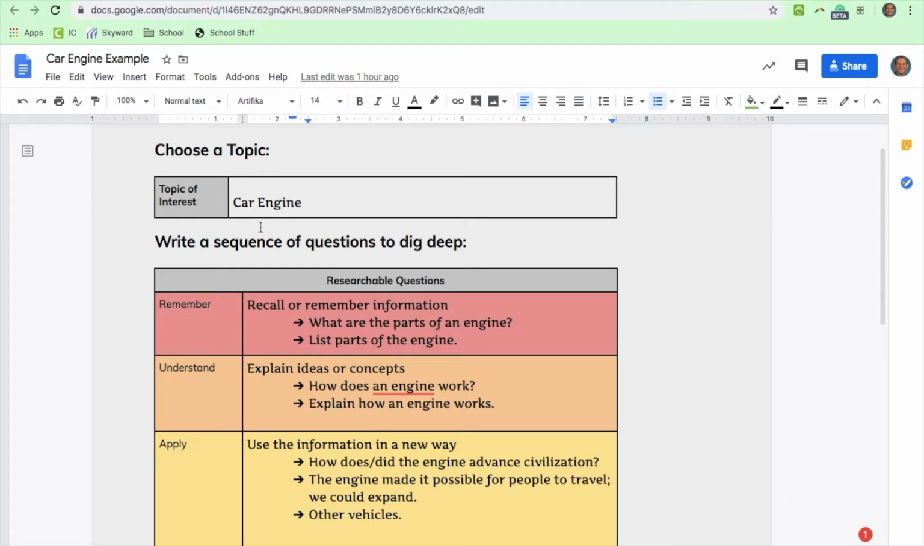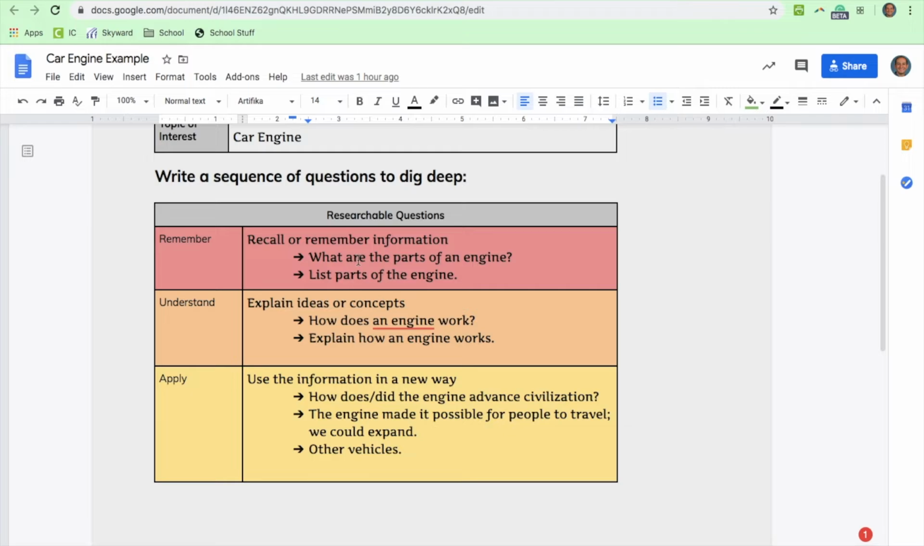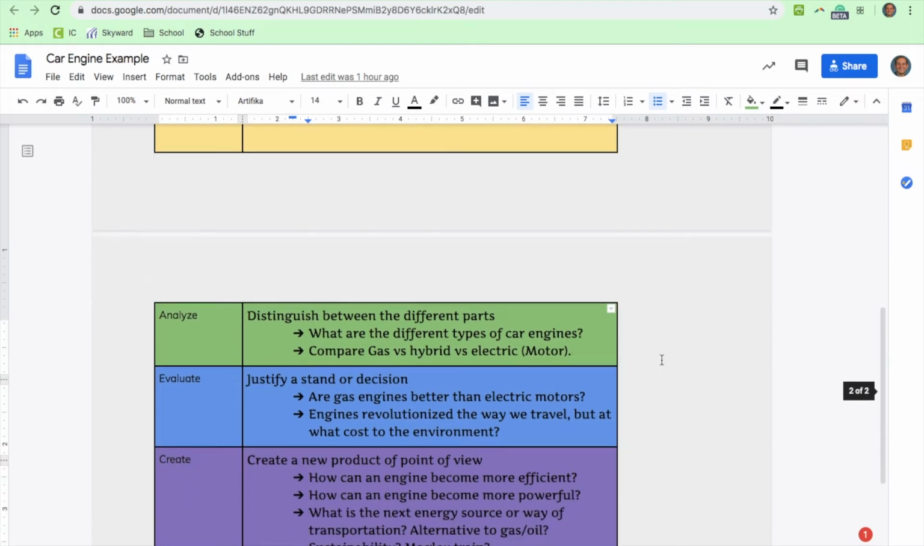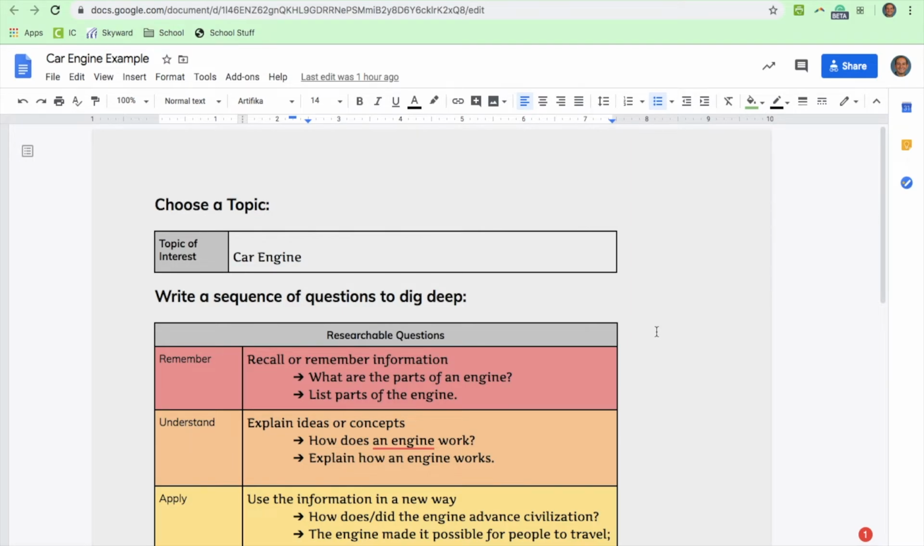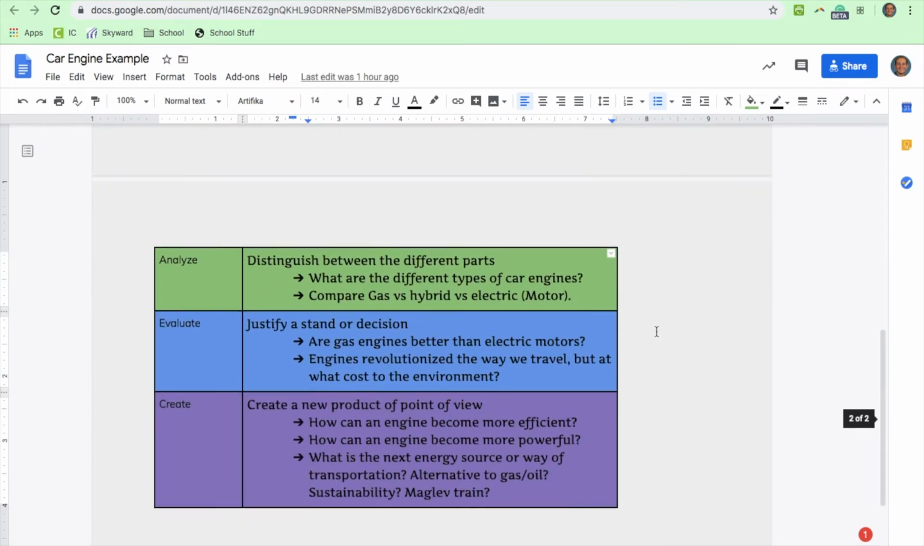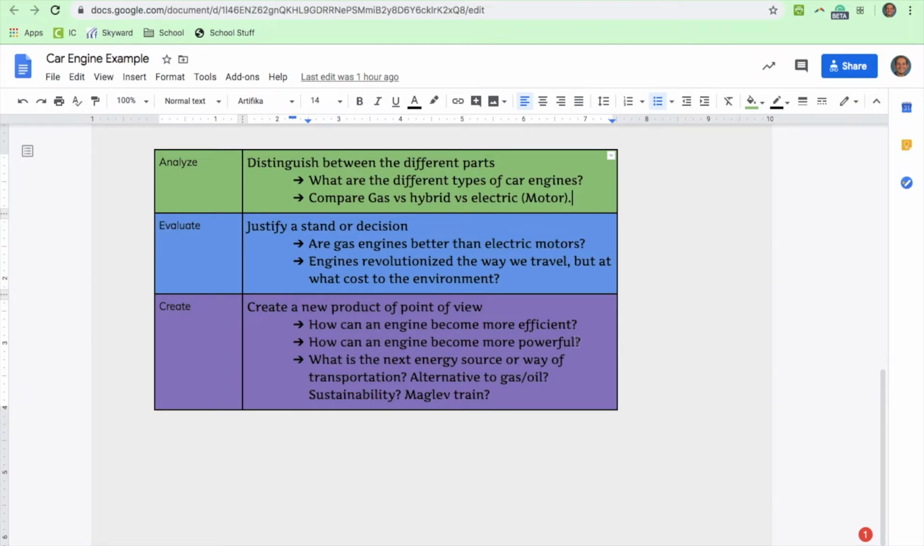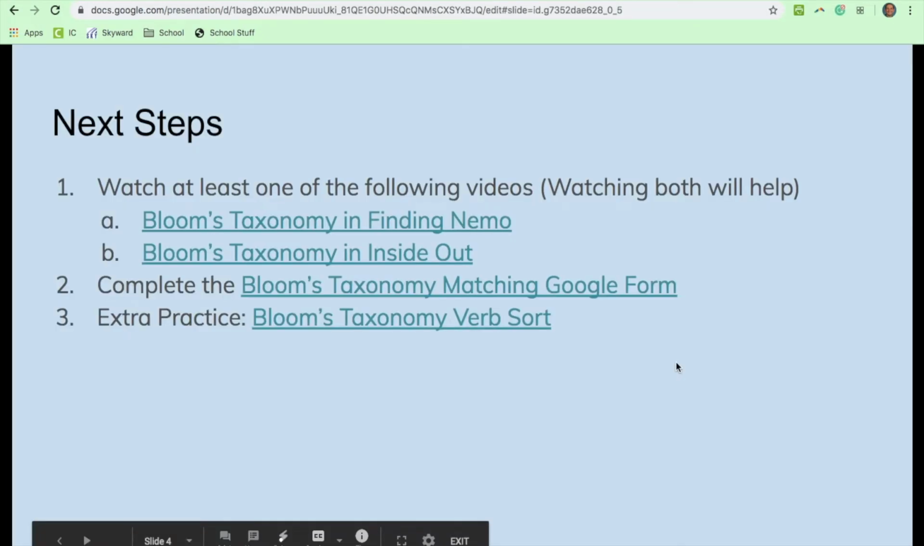As you see, we started with the simple topic of car engine. And we started with just listing the parts of the engine, and then each step went deeper for the depth of knowledge, and you eventually ended up with the create, where you're looking at very complex things of making an engine more efficient or more powerful, or finding out the next source or way of transportation. And that's the point of this project, is to start with something simple and develop it into a more complex topic. The final slide is next steps.